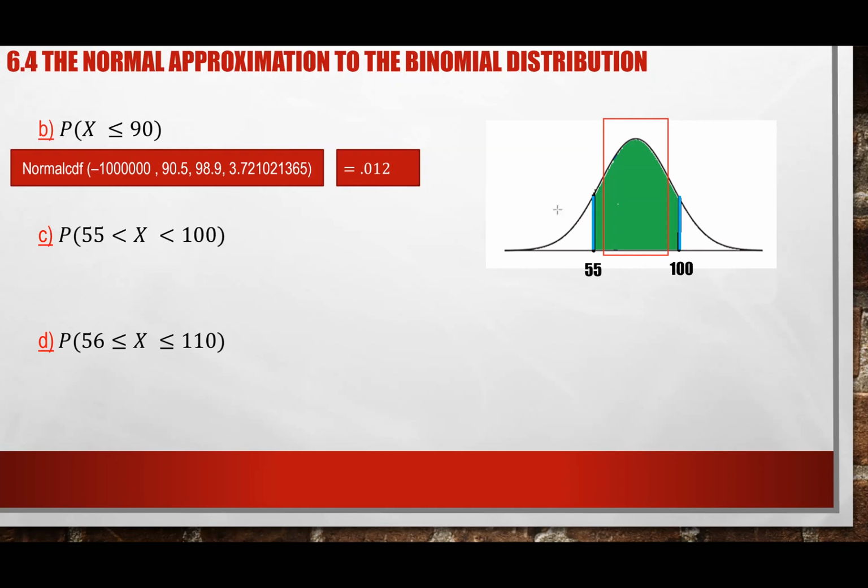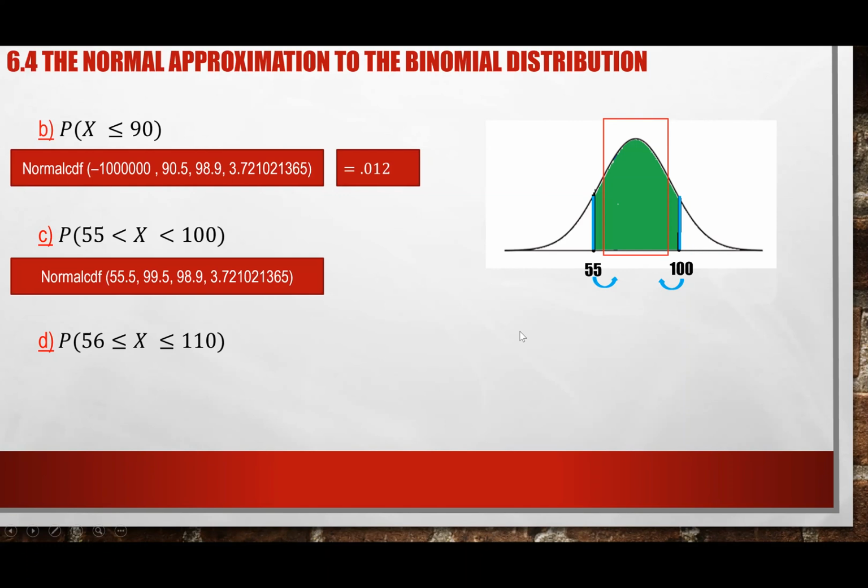So if I move it inward, do you agree that from the 55, I have to move in, and from the 100, I have to move in? From the 55, I move to the right, and if you move it to the right, remember you need to add the 0.5. From the 100, I move it to the left, and if I move to the left, I need to subtract the 0.5. So that's what you have to remember. If I move it to the right, I add the 0.5. If I move it to the left, I subtract the 0.5. So everybody see, that's why I have 55.5 as my lower endpoint and 99.5 as my upper endpoint.